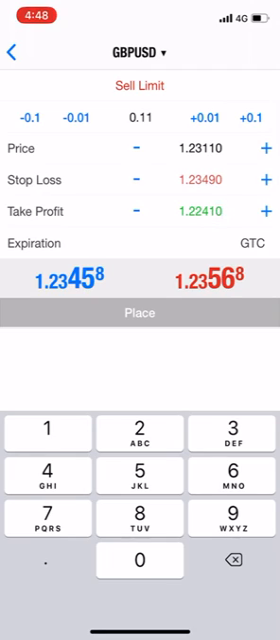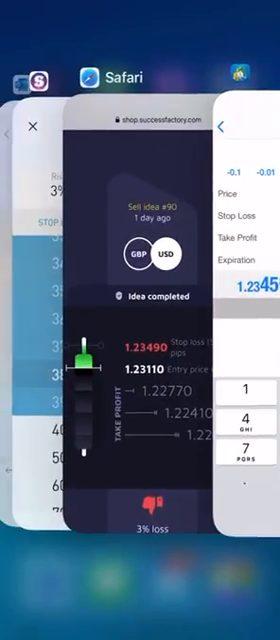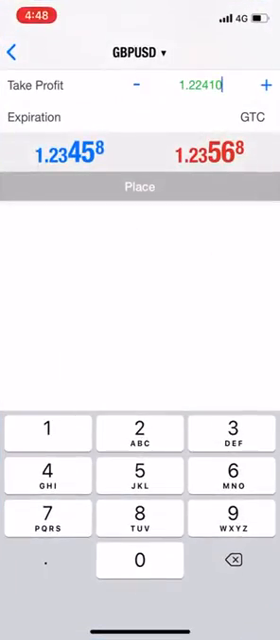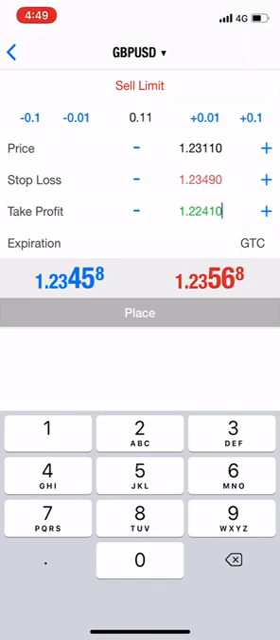Now, the only thing that unfortunately I cannot show you live right now is, as you can see, the gray bar where it says place. Normally when the idea is active, remember the idea has already been completed, as I said, because it was 1 day ago. Can you see idea completed? And you can see that it's basically not active right now. So normally the bar across where it says place will be highlighted. I think it's in red. And then you just simply press place and you're done.